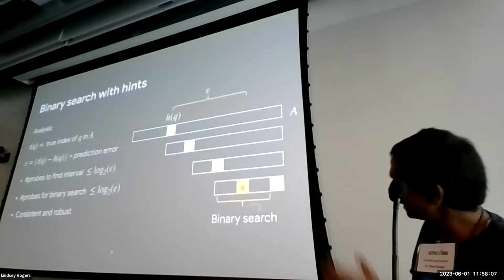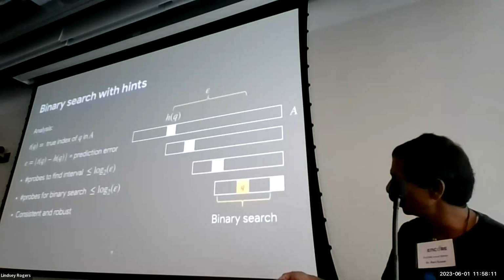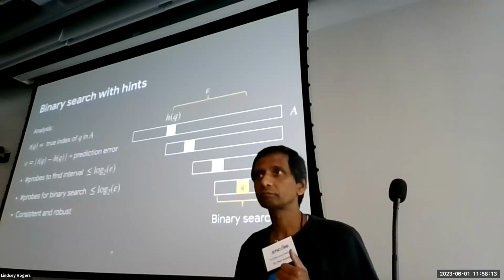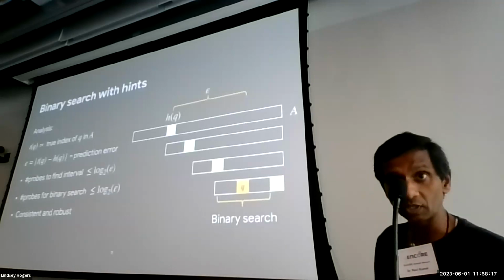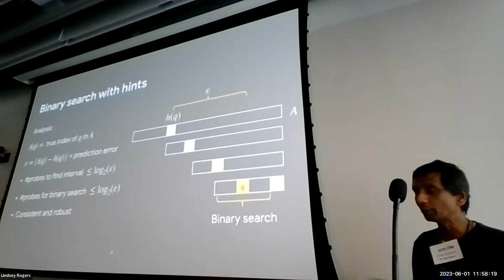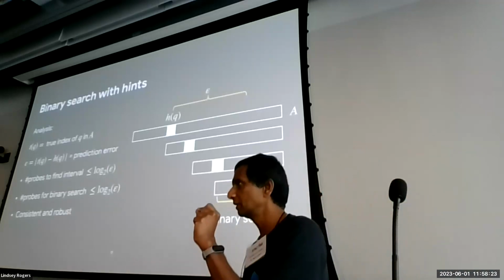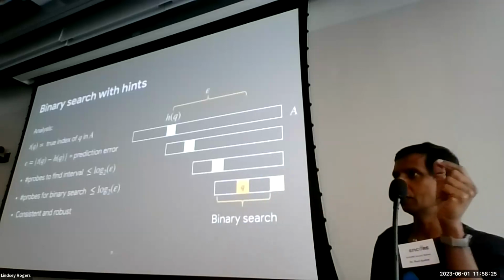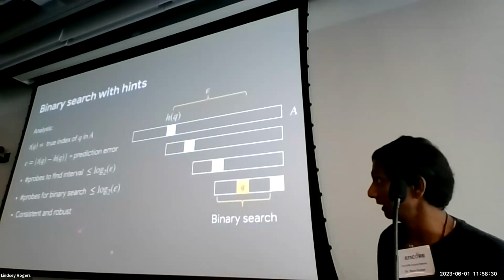And once you're inside this large interval, you only need a further log more to do binary search to find if Q really exists. So we're talking about 2 log epsilon. The key point to notice is that if epsilon is really small, meaning the hint was accurate, then instead of log n, the number of probes is like log of some small number. Which is great, right?